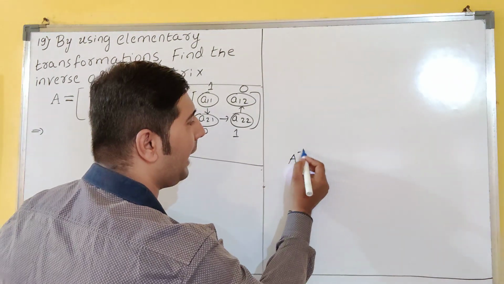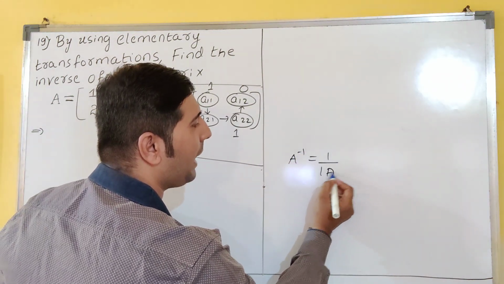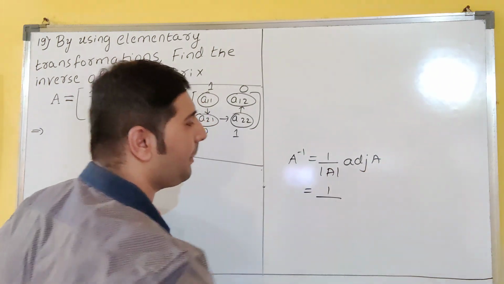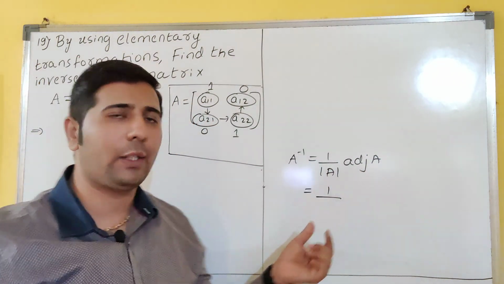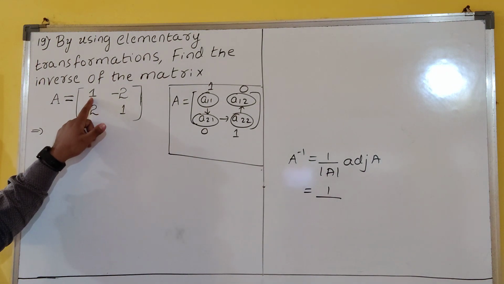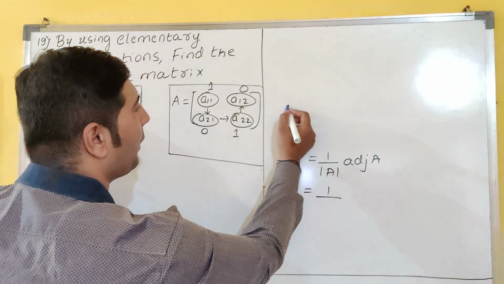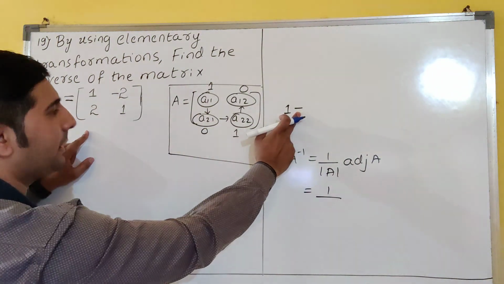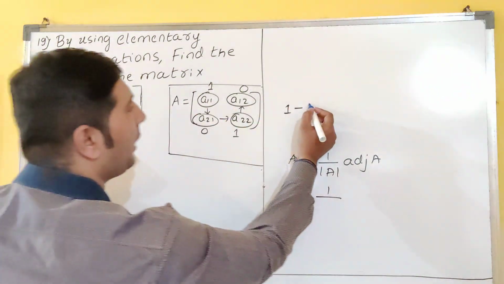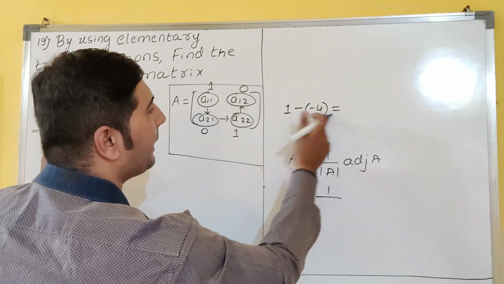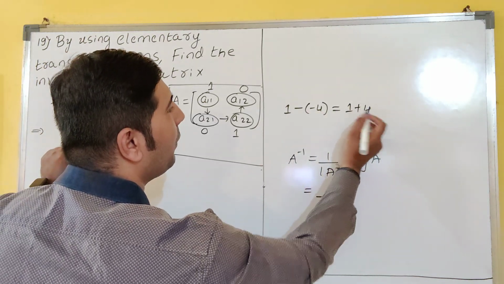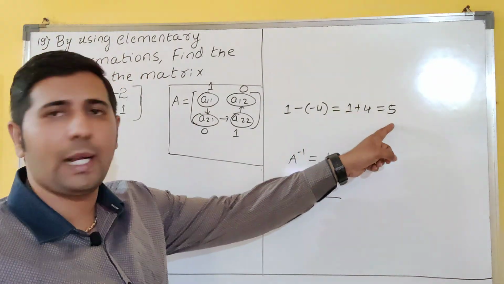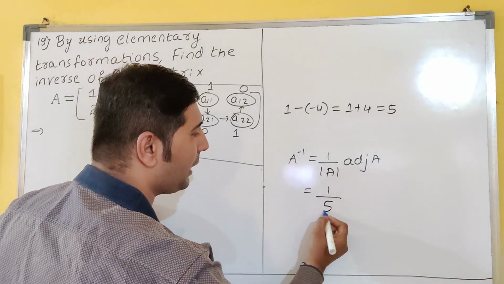We have a formula: A inverse is equal to 1 by determinant A into adjoint of A. So 1 by determinant A. How to find determinant A? It is 1 into 1, which is 1, minus 2 into minus 2. You have to write a minus sign here. 2 into minus 2 is minus 4. Minus into minus is plus, so 1 plus 4 is 5. You got the determinant value as 5, dear students. I will substitute here.